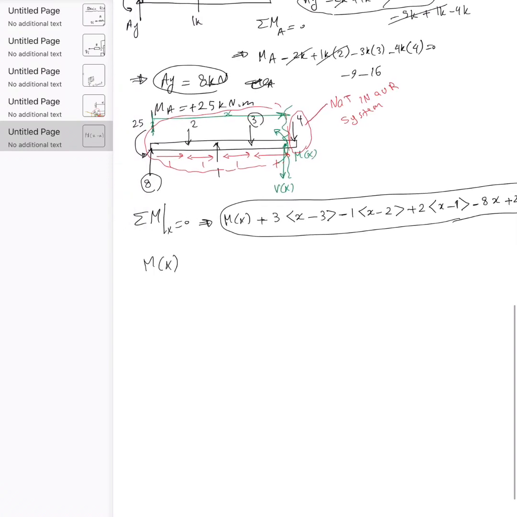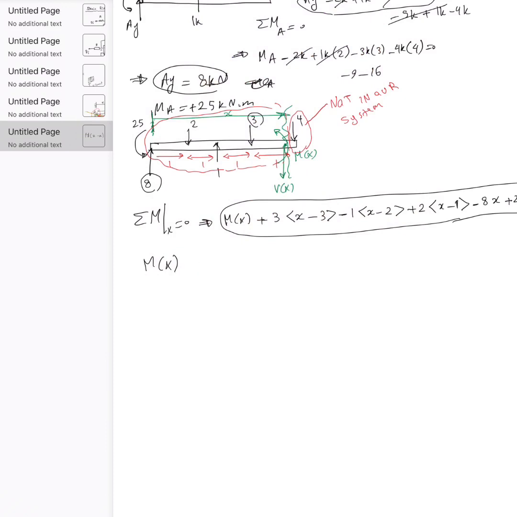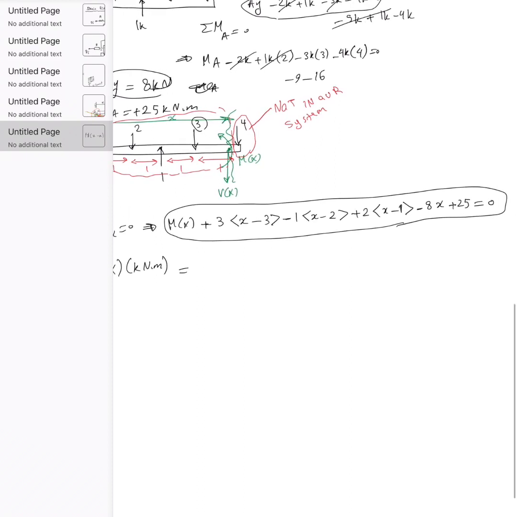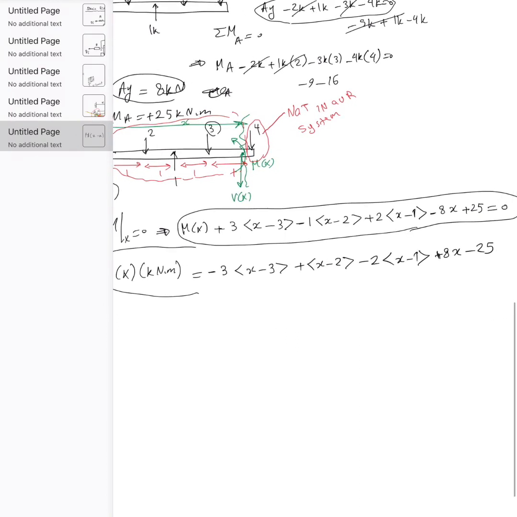So your MX is equal to, and don't forget, because we already factored out 1 kilo, this MX is in kilonewton meters, is equal to, take 3 to the right, so you get negative 3 Heaviside x minus 3 plus Heaviside x minus 2, negative 2 Heaviside x minus 1 plus 8x negative 25. That's your final relation for the couple moment.